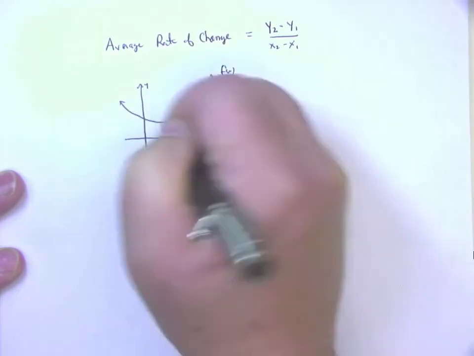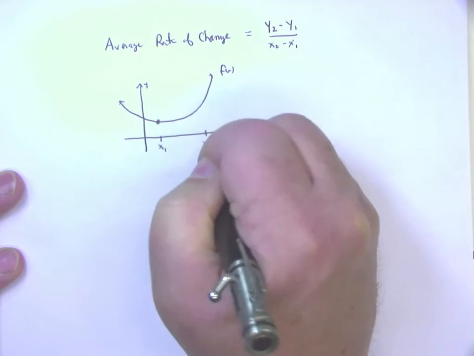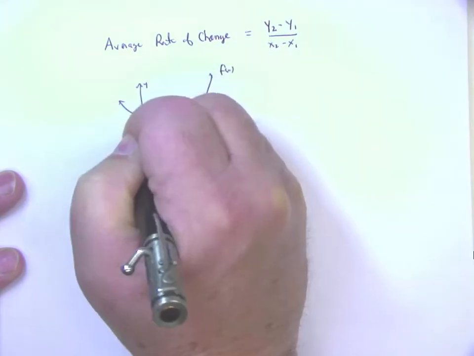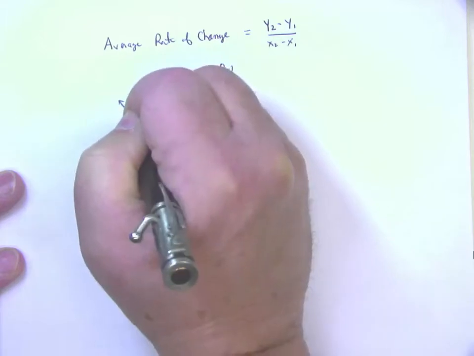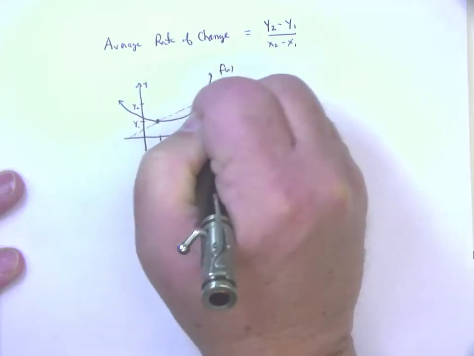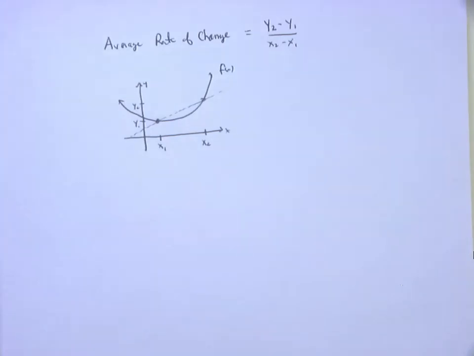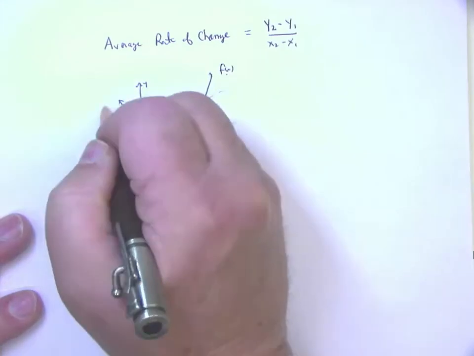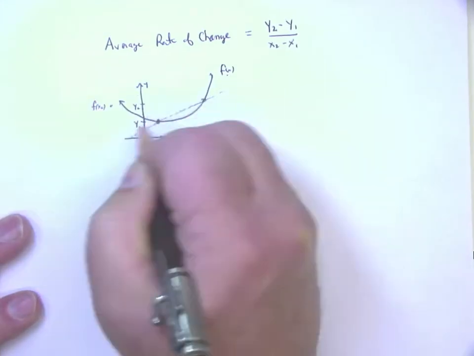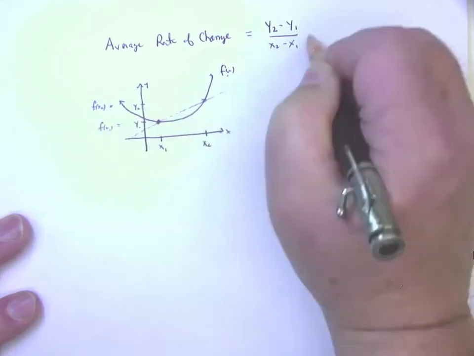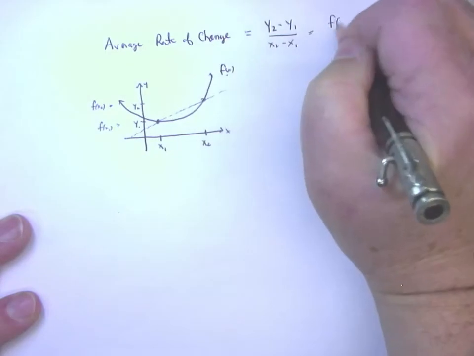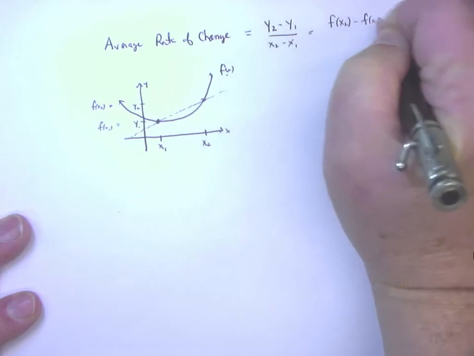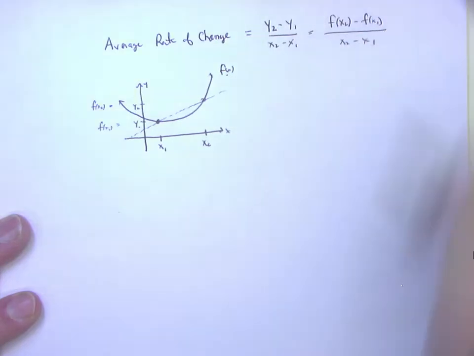I'm going to plot 2 points. Here's x1, over here is x2. And if you plot these guys, this will be y1, this will be y2. And the average rate of change is the slope of the line that actually connects these 2 points that I just picked out, x1 and x2. But because this is defined by a function, y2 is also known as f of x2. y1 is going to be f of x1. So we get a little fancier formula for this. This would be f of x2 minus f of x1 over x2 minus x1.